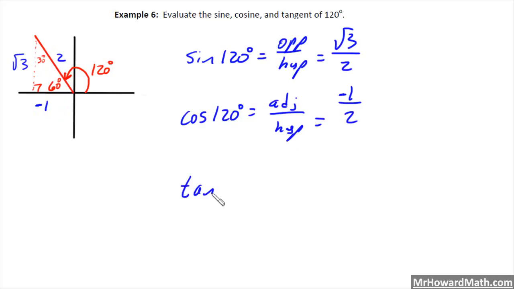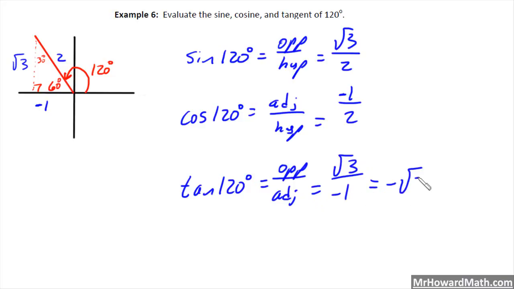Okay, tangent of 120 degrees is opposite over adjacent. So in our case, our opposite side from this angle is square root of 3, and the adjacent side is negative 1. So altogether, that would be square root of 3 over negative 1, so make it negative square root of 3. All right, so sine of 120, square root of 3 over 2. Cosine of 120, negative 1/2. Tangent of 120, negative square root of 3.